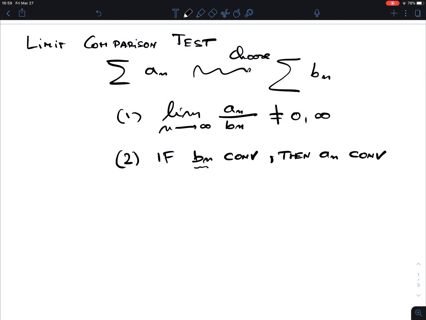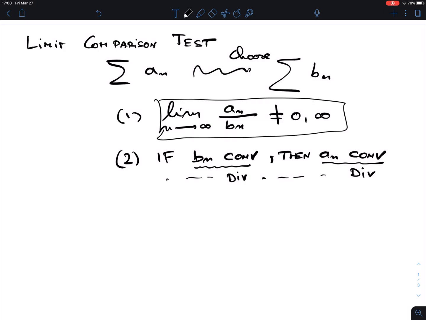So if we know what happens to b_n, then we know what happens to a_n. This is true for convergence, but it's also true that if b_n diverges, then a_n diverges. So whatever b_n does, a_n also does, because the two are related by this property. I'm not going to explain why this is the case. You can look at the textbook, it's explained there a bit more. But that's what we need to do.